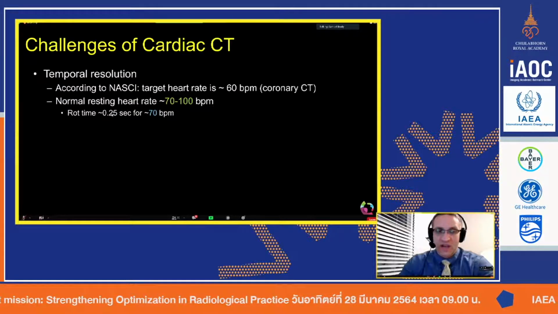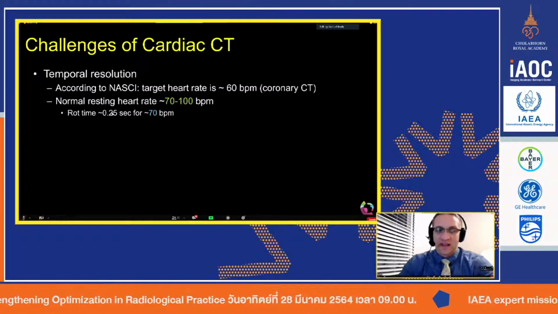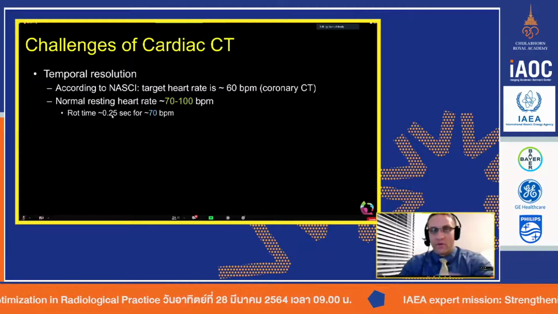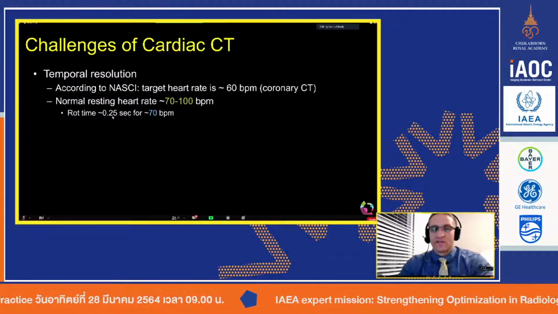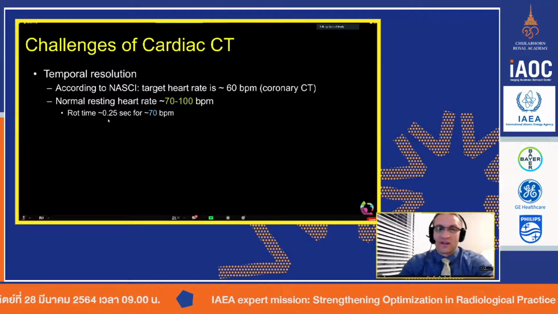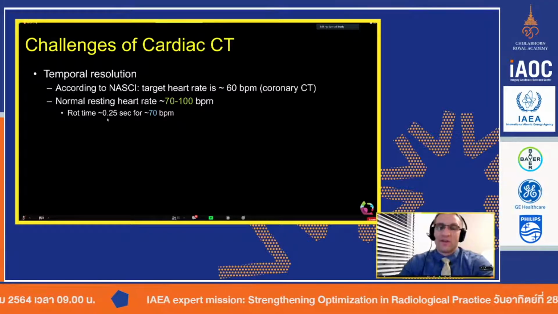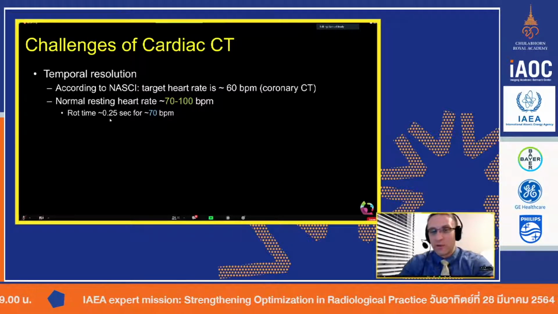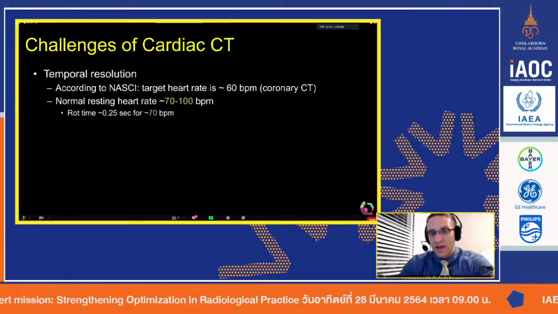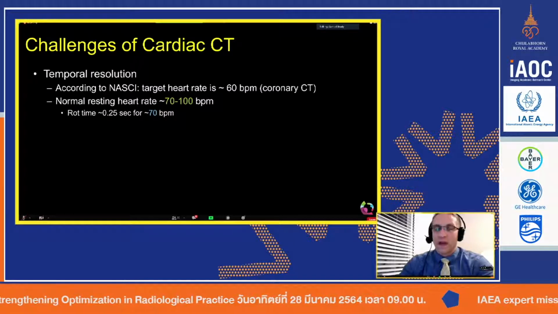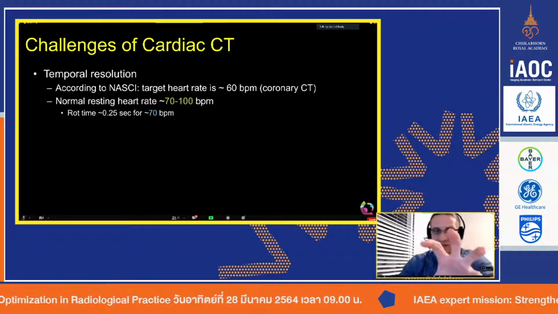Let's talk about what we can do for the CT scanner. Most scanners right now, the fastest scanners on the market, have a full rotation time of about 0.25 seconds, or a quarter of a second, to go all the way around. If you're imaging with a system that can go about 0.25 seconds, you are able to image a 70 beats per minute heart without motion. You can freeze the motion.